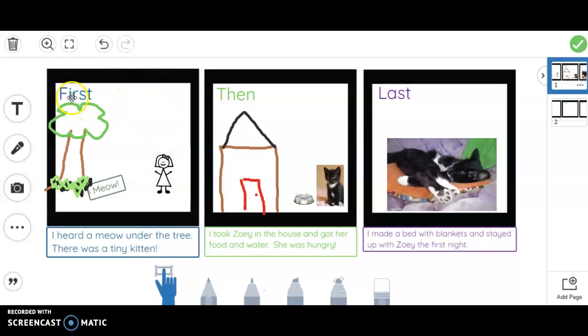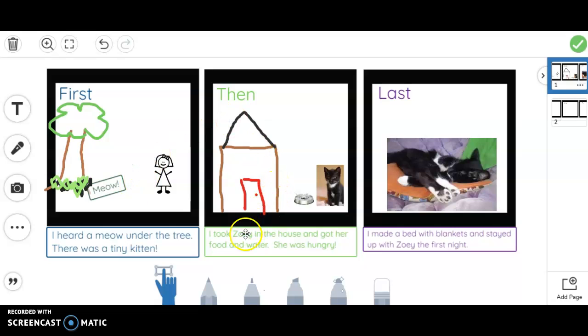I have 3 boxes. The first box says first, then, and last. So I am making this very specific, and I am thinking about the first day that I found Zoe and how I was helpful. So I drew a picture of a tree. I found Zoe under all of this brush underneath the tree. This is me, and I hear meow. So that's what I drew for the first event. I then put a caption and wrote at the bottom, I heard a meow under the tree. There was a tiny kitten. So the caption describes what is happening in the first picture.